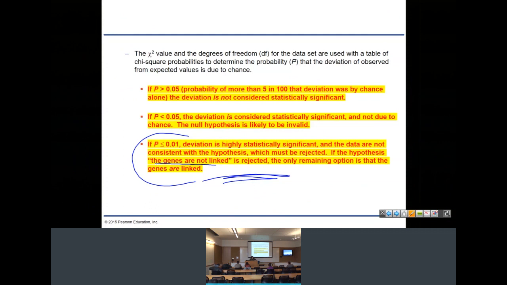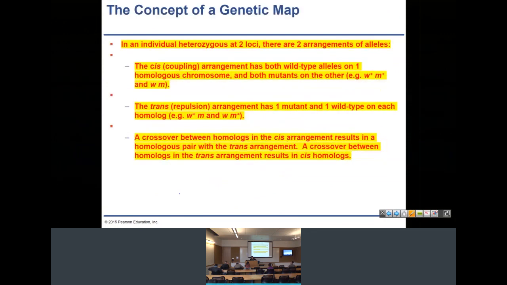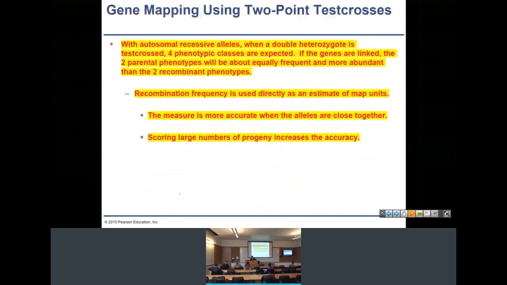All right? So let's assume you have this null hypothesis. You did your test cross. You did the chi-squared analysis. And you saw there was a significant difference between observed and expected. So then you can move forward. That has to be the situation. So let's go to this example.